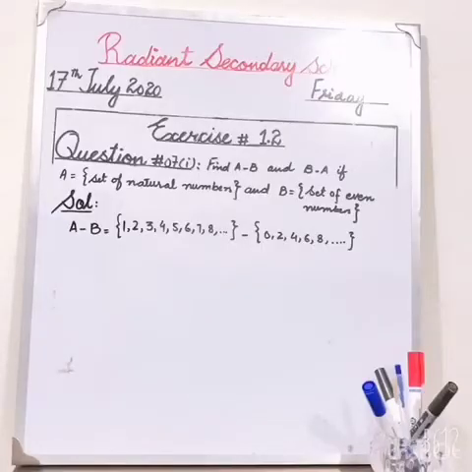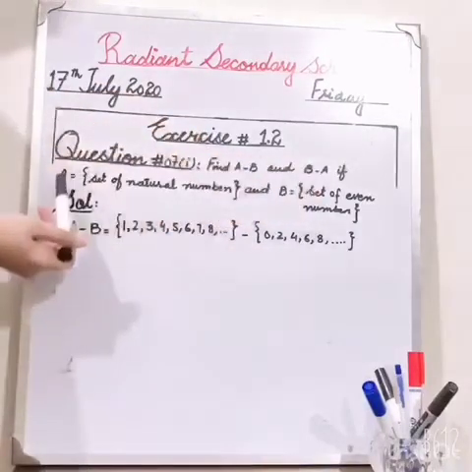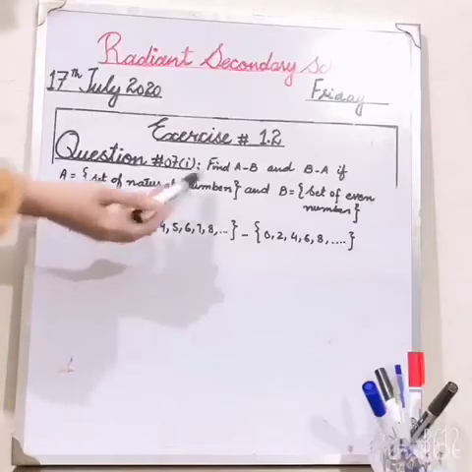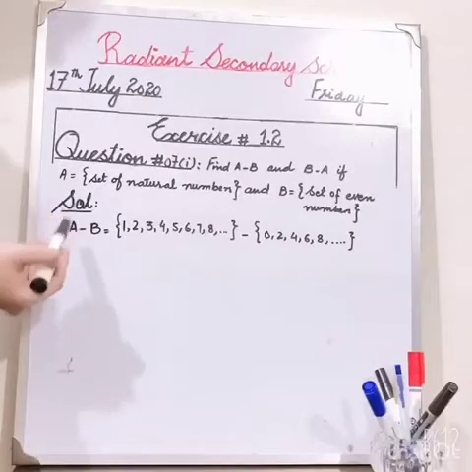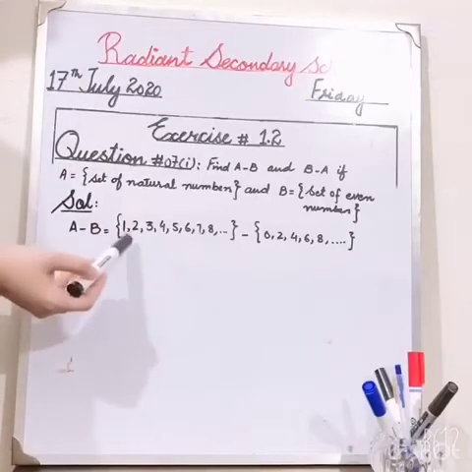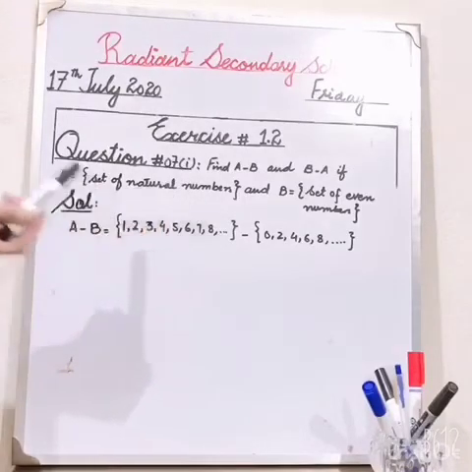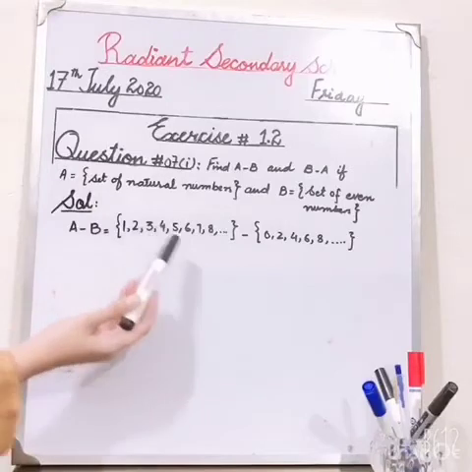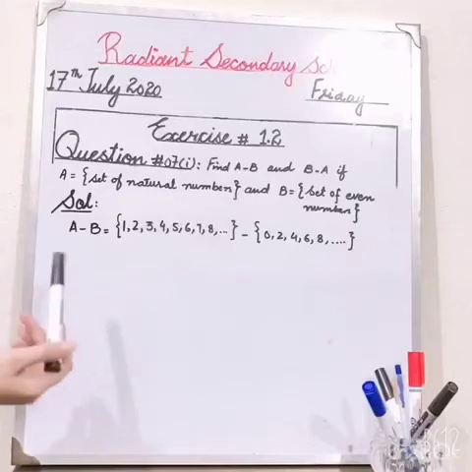Going to discuss question number 7. Question number 7 contains two parts. In first part he is saying that find A minus B and B minus A if A is set of natural numbers and B is set of even numbers. So firstly you have to do A minus B and then you have to do B minus A. In A minus B, first you write down set A, and set A is set of natural numbers, and natural numbers are 1, 2, 3, 4, 5, 6 up to so on. Means 1 to onward all the numbers are natural numbers.